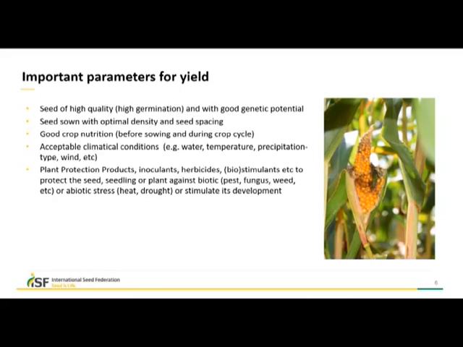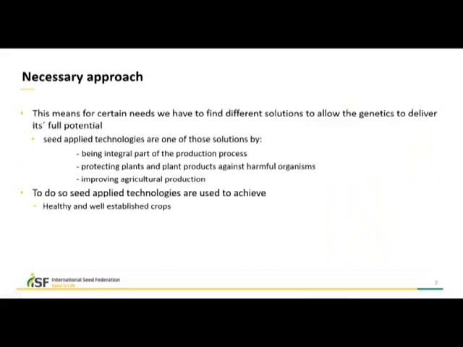And the necessary approach for that is that we have to find different solutions to allow the genetics its full potential. Seed applied technologies are one of those solutions, being an integral part of the production process, protecting plants and plant products against harmful organisms, improving agricultural production. To do so, seed applied technologies are used to achieve healthy and well-established crops. And I would like to hand over now to my colleague, Rob Pronk, to explain more in depth the technology. So Rob, the floor is yours.